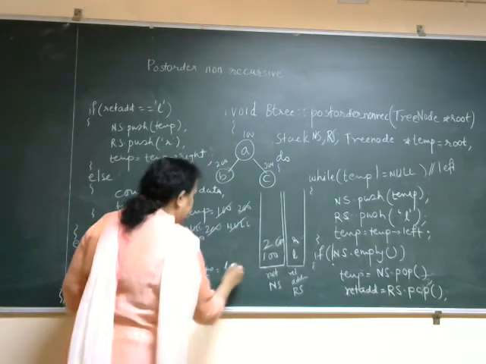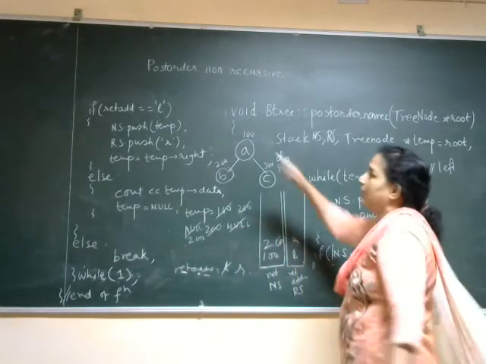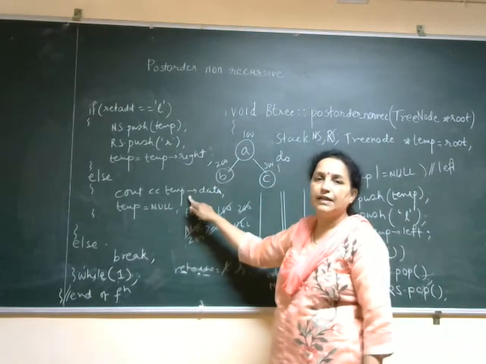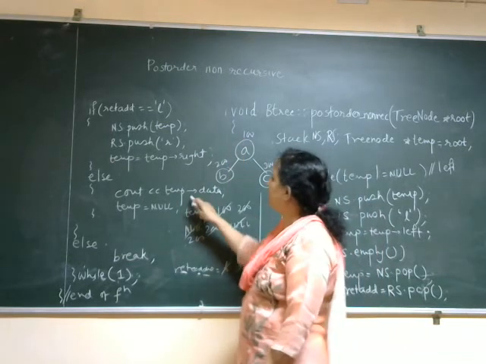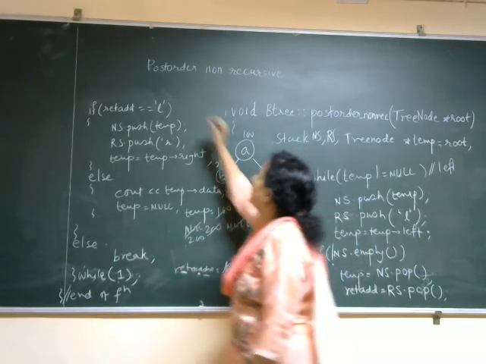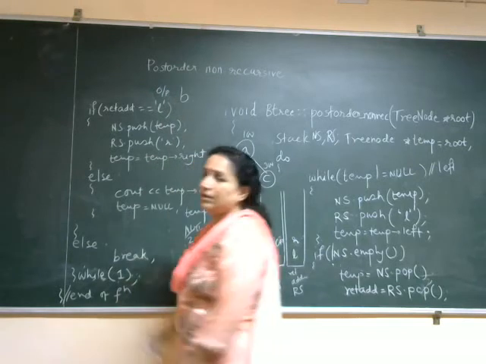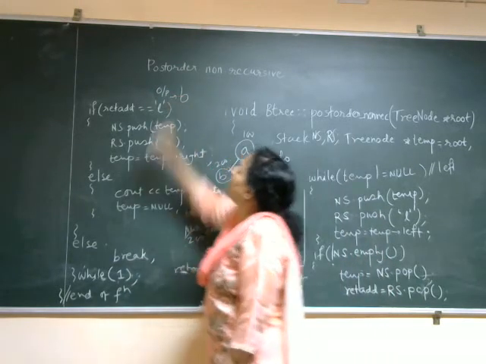Return address popped is R. Okay, so we have popped one. Now is the return address L? No, the return address is R. So we have to display. The output is the data in temp. What is the value of temp? 200. So the data of 200, that is the output. What is it? B. Okay, so B will be displayed.